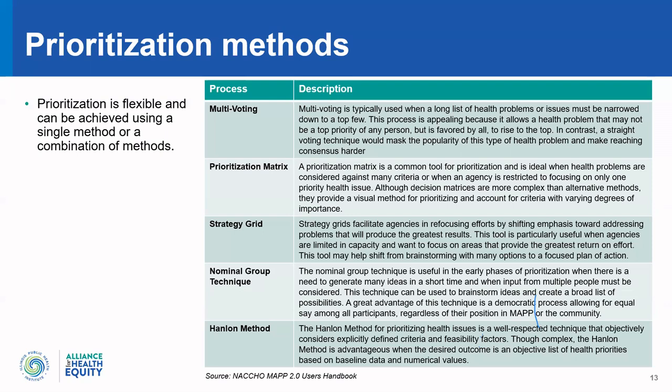The strategy grid is a similar tool, but it primarily focuses on feasibility and impact. So instead of having a whole list of prioritization criteria, the axes on the grid are feasibility and impact. Looking at what's high impact and highly feasible is typically where you'd want to center your work.